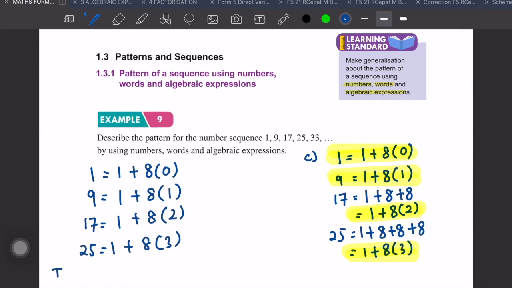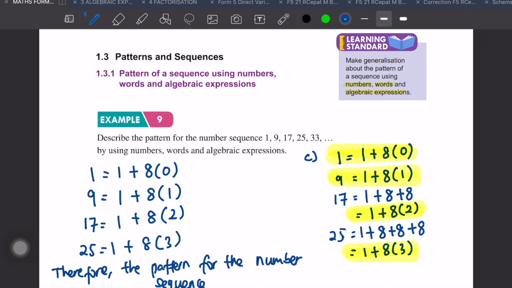Therefore, the pattern for the number sequence can be expressed as 1 plus 8n.